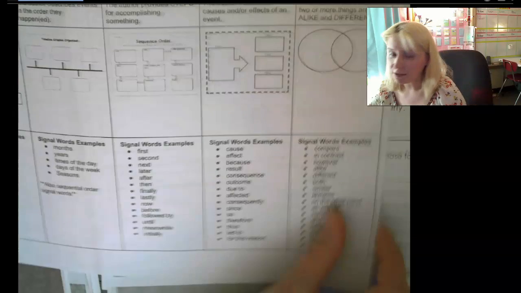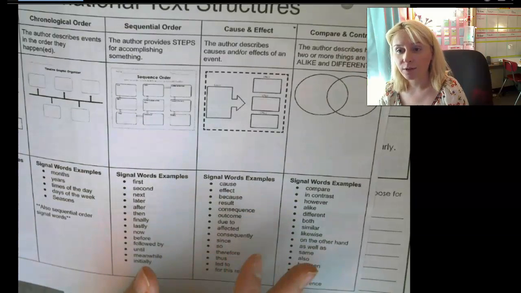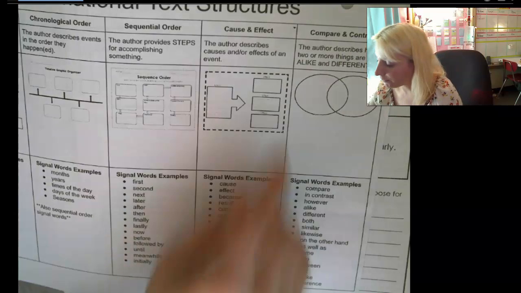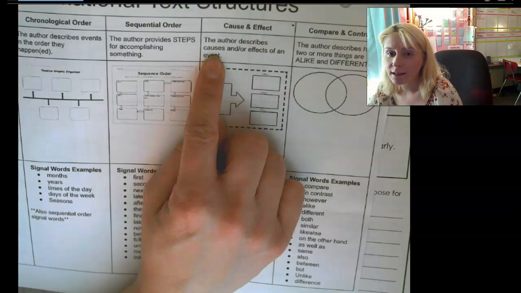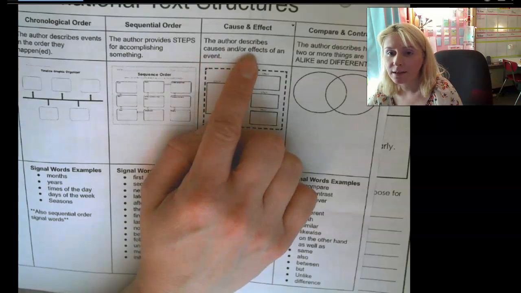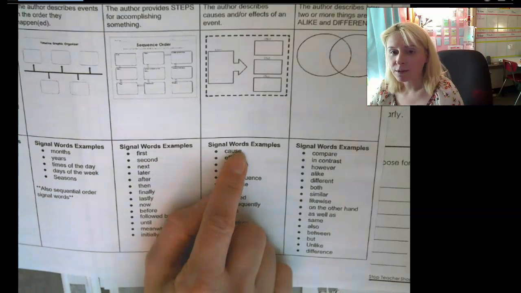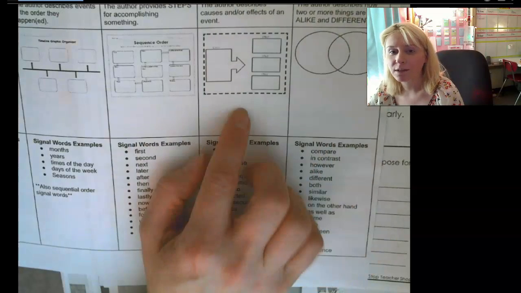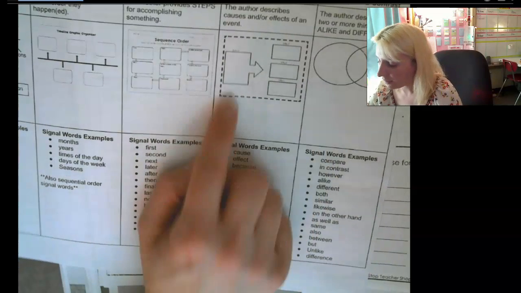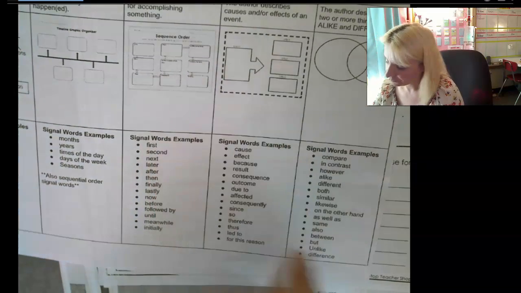You should still have this sheet in your remote folder, but in case you don't, I'm going to go over these real quick with you. Remember that cause and effect is when the author is describing causes and or effects of an event. This is the graphic organizer, and you can have some variety in this, but this is a general idea that you have something that's causing these things to happen.